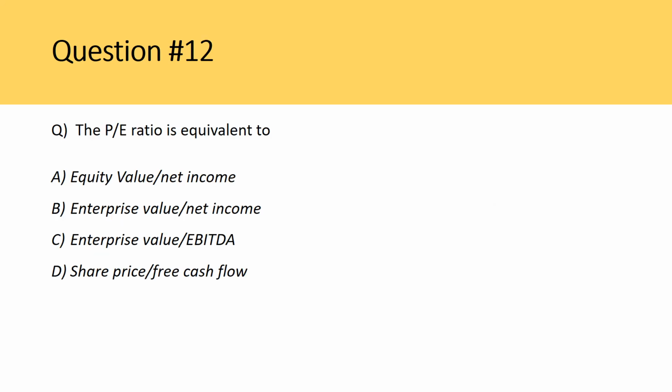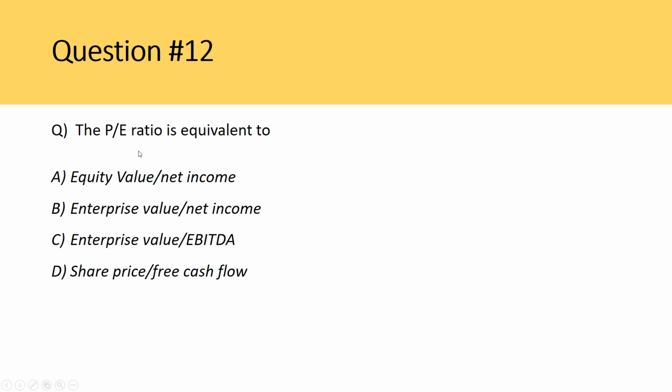Question 12. The price to earnings ratio, the PE ratio, is equivalent to what? Well, from the price to earnings, we talked about this in the video. Price to earnings is an equity value multiple. So really we can already cancel out B and C because it would not be correct. It does not consider enterprise value. And really the answer is A. It would be equity value divided by net income.